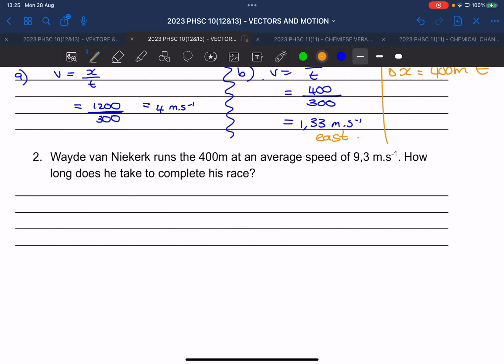And now we ask, how long does it take him to complete his race? Okay, so let's check. The distance that he travels is 400 meters in an average speed of 9.3 meters per second. And we want to know how long does that take him.